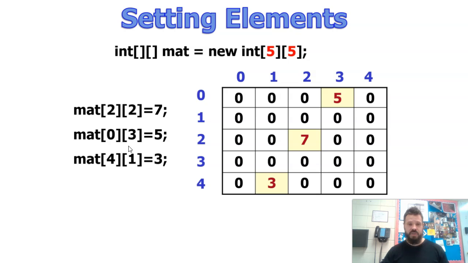Okay, mat[0][3] gets 5. I'd go to the 0th row and the third column, and put a 5 there. Mat[4][1] gets 3 would take me to the 4th row and the first column, 0 indexed, and set that equal to a 3.